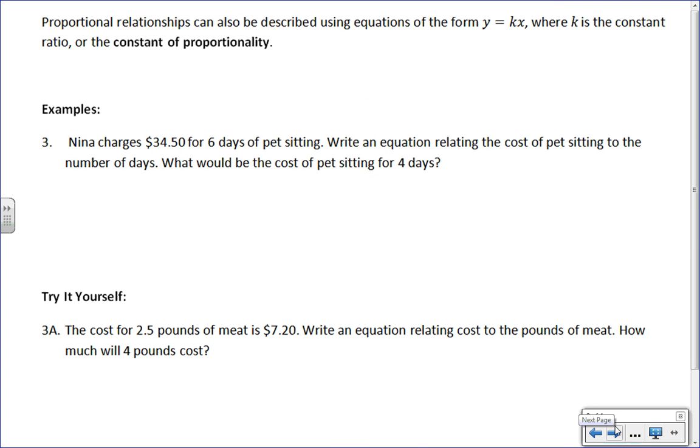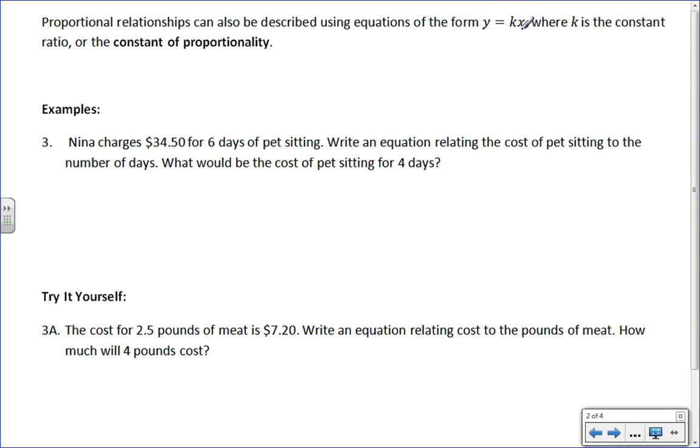Okay, proportional relationships can also be described using equations of the form y equals kx, where k is the constant ratio or the constant of proportionality. Okay, what this is telling us is when the relationships are proportional, there's a special property that exists between them where you can actually represent them with an equation.